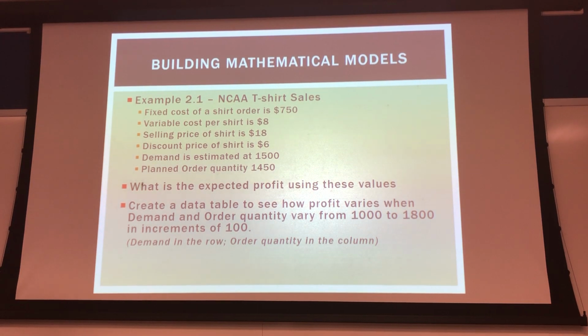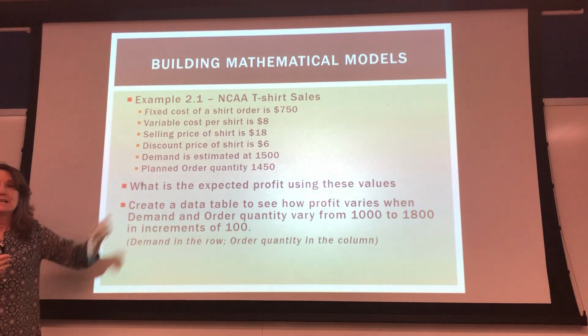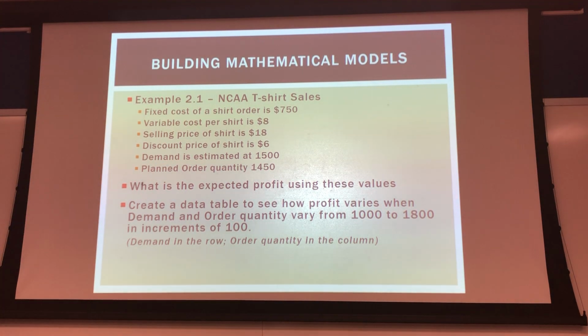We sell these NCAA t-shirts. We're going to be selling them at an upcoming event. There's a fixed cost to ordering, and it's $750. Then we pay $8 per shirt. We intend to turn around and sell those shirts for $18. If we have shirts left over at the end of the event, we don't really have much of a market for them, but we think we could sell the rest at $6 a shirt.